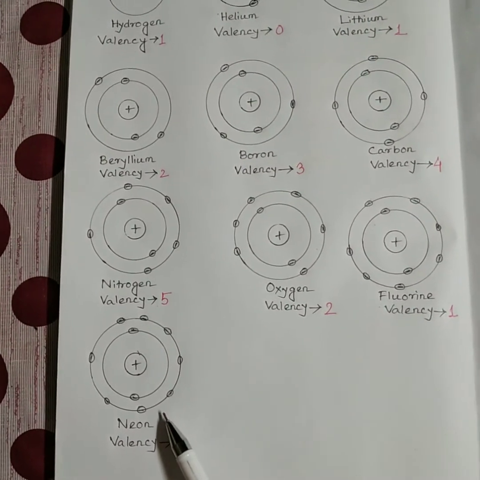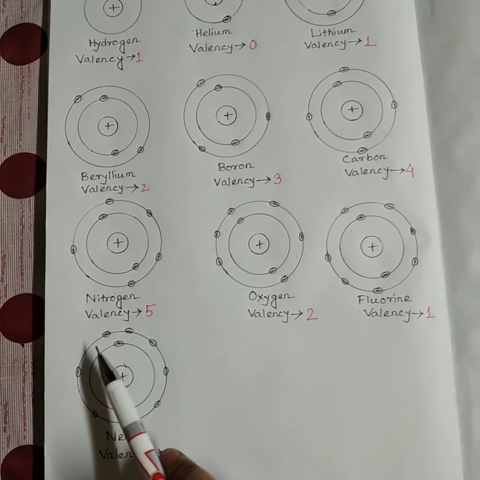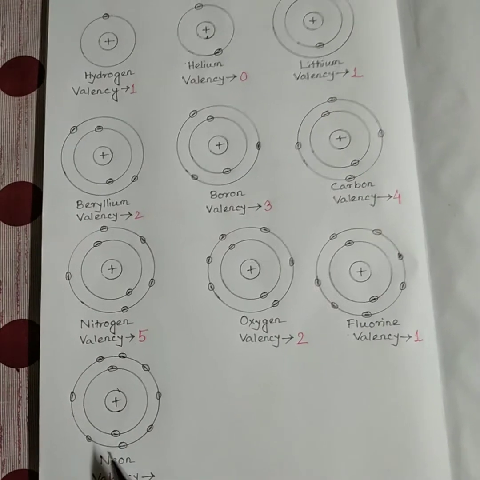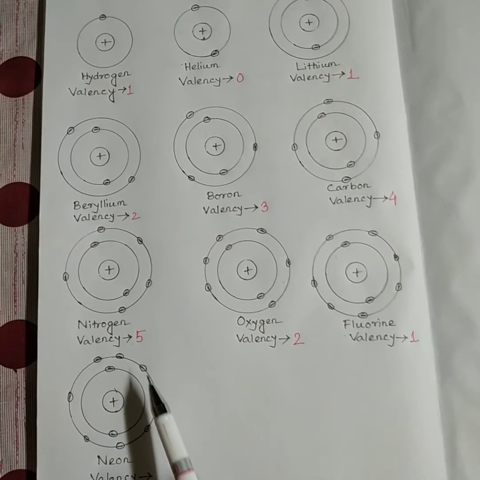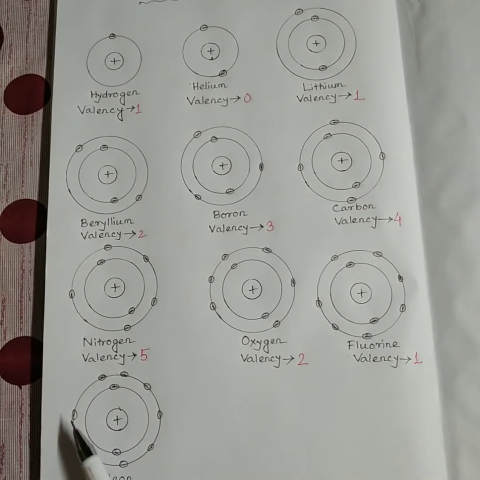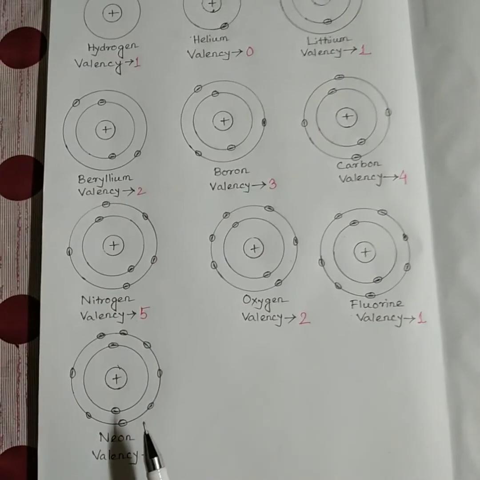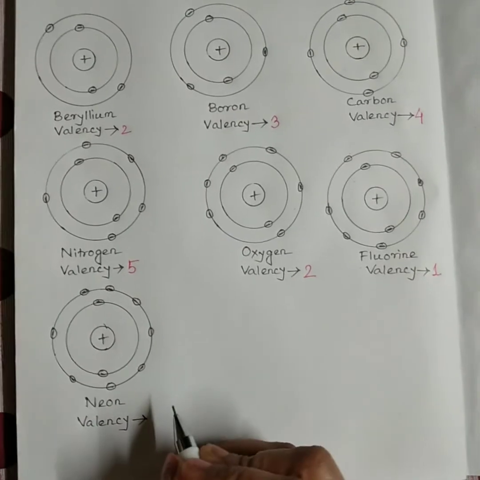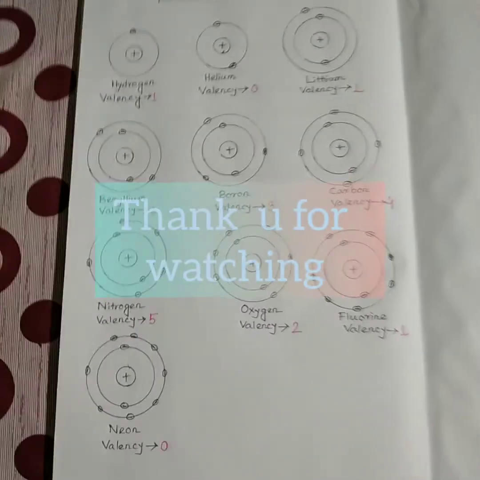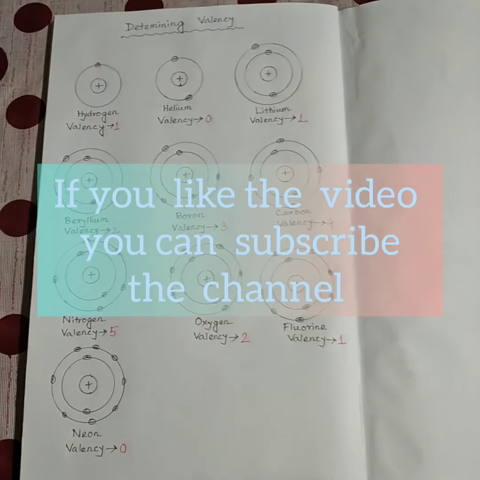Now the neon atom. You see that the number of electrons in the outermost shell of the neon atom is 1, 2, 3, 4, 5, 6, 7, 8. So the outermost shell is fully filled. So the valency must be 0. Thus we can explain the valency of other atoms like this.